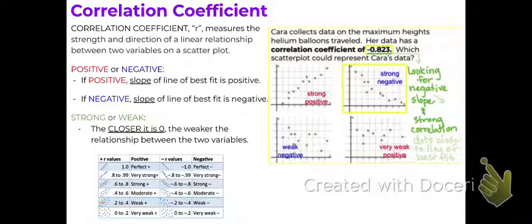What the positive and negative mean is what is the relationship between those variables. When you graph it, is it positive slope or is it negative slope? That's what determines whether the correlation coefficient is positive or negative, the slope of that line of best fit. So here you have -0.823. That is strong negative. So that's why the answer is that top right graph, strong negative correlation.